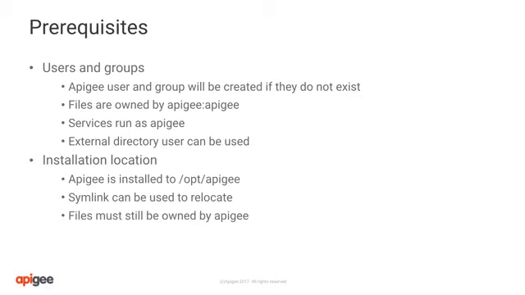Apigee is installed to /opt/apigee by default. You cannot change the existence of this path, but you can use a symbolic link to point it to an alternate location such as /apps. If you choose to do this, you will need to create the apigee user and group ahead of time, as described in the previous screen, and change ownership of both the symbolic link and its target to that user and group.